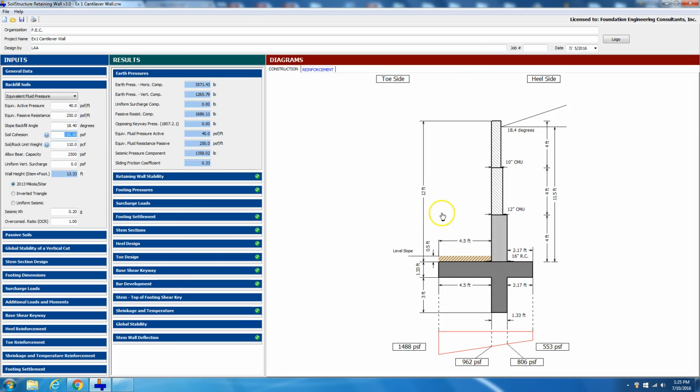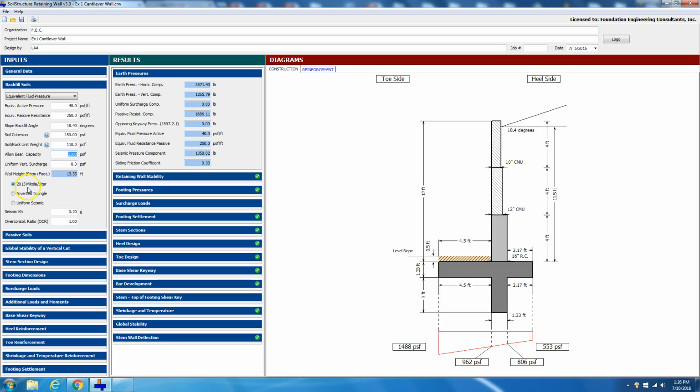Soil cohesion is 150. This 150, in the backfill soils, is only used for global stability, if you wanted to know what's the maximum vertical cut you can have. We don't use that to reduce the active soil pressure. Soil or rock unit weight, in this case, is 110. All of this will be coming from your soils report. Allowable bearing capacity happens to be 2500 PSF.